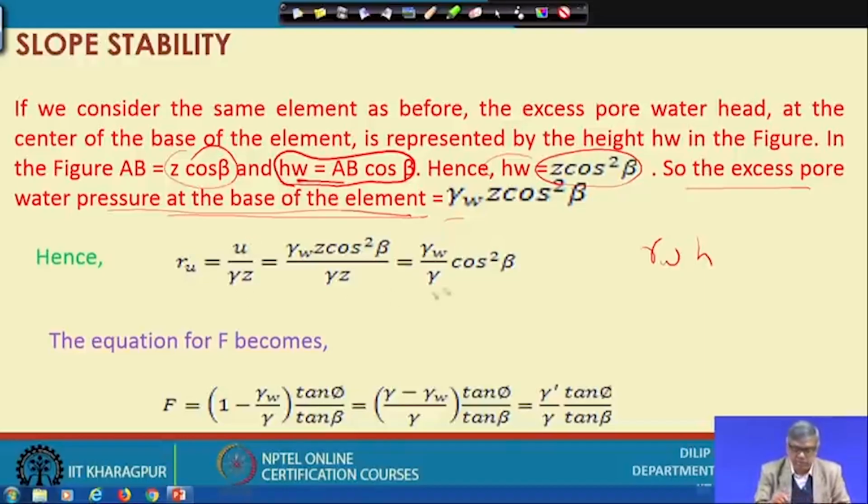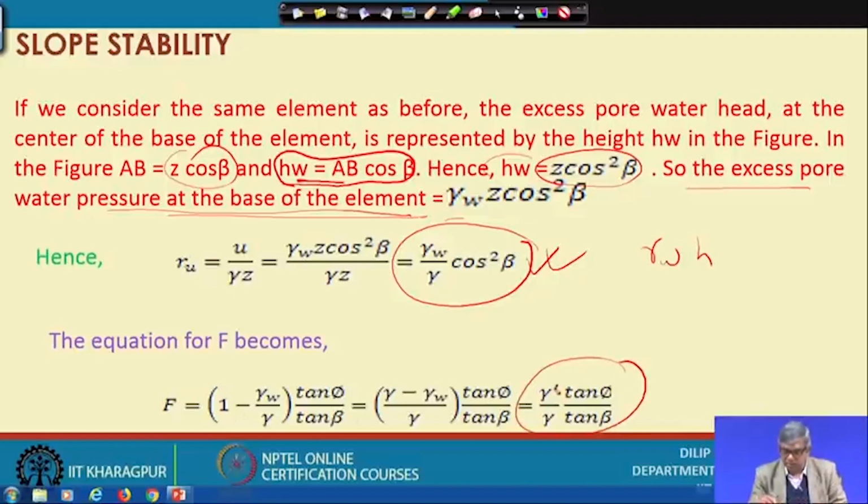So, if I put it this way, then r_u becomes this expression, and if I substitute this expression into the previous slide and simplify, the factor of safety reduces to this value: gamma dash by gamma multiplied by tan phi by tan beta. This is a special case. The slope is there, flow is taking place generally, we have considered u there, and the last case we have considered is flow parallel to the sloping surface.